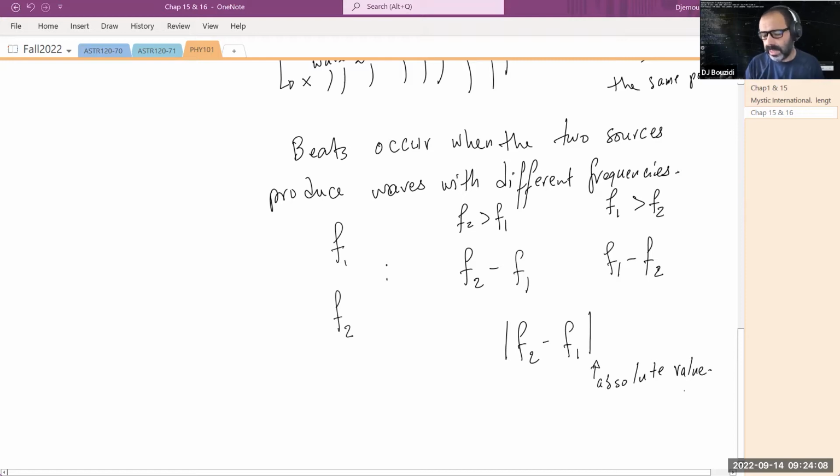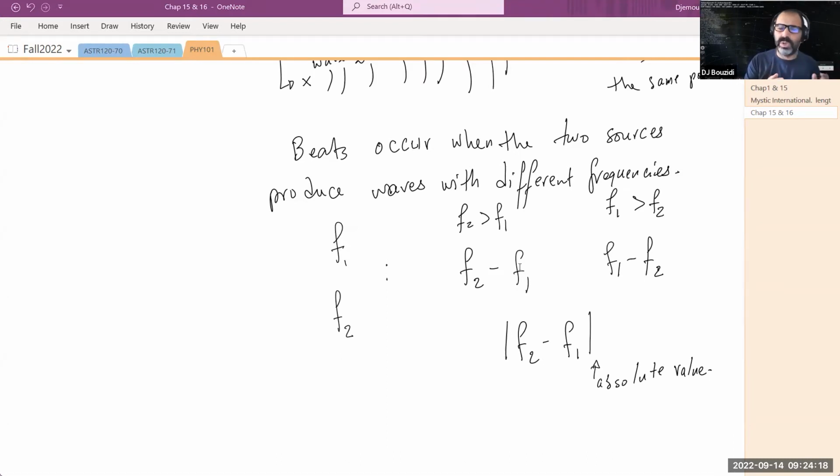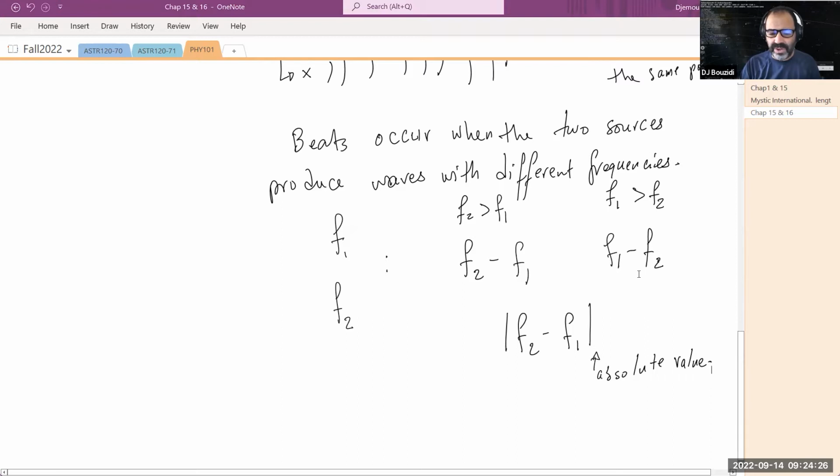Again, just to not complicate it, we can express exactly how absolute value works. If the first value is bigger than the second, subtract the second from the first. If the first value is less than the second, subtract the first from the second. That's exactly what I'm saying here. This difference is the beat frequency. In either case, either this or that, not both of them, because one of them will be negative. So the positive difference is always the beat frequency.